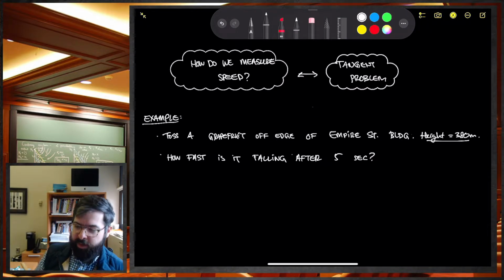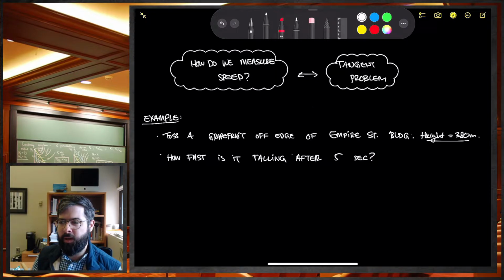The example I always start with is throwing a grapefruit off of a building. Let's make it the Empire State Building. So we're about 300 meters in the air, and we nudge off a grapefruit, and we want to know how fast this thing is falling at any given moment. It's an interesting question. But again, in that question lies the paradox.